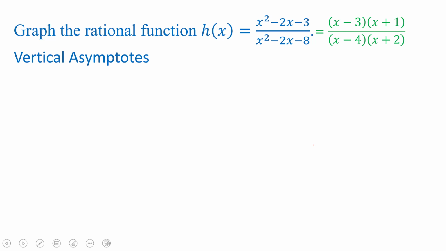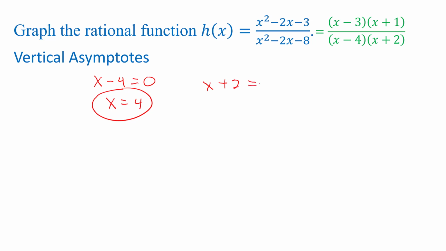The vertical asymptotes come from setting the factors in the denominator equal to 0. So x minus 4 equals 0 gives me a vertical asymptote of x equals 4. x plus 2 equals 0 gives me a vertical asymptote of x equals negative 2.